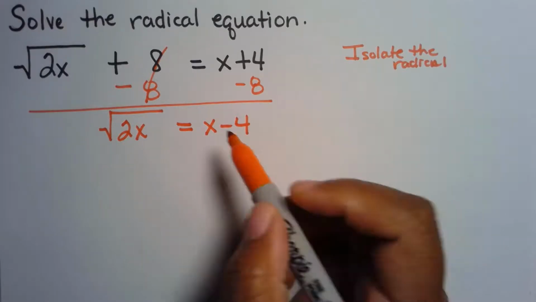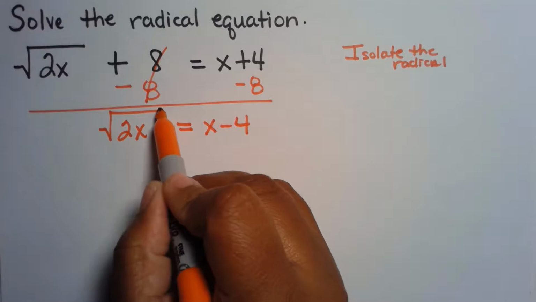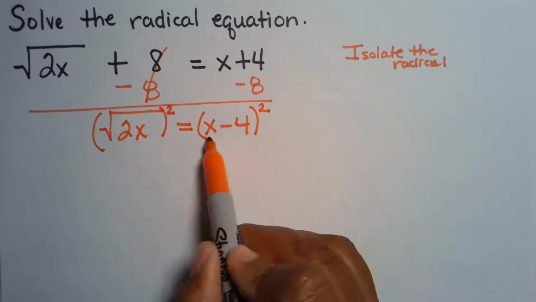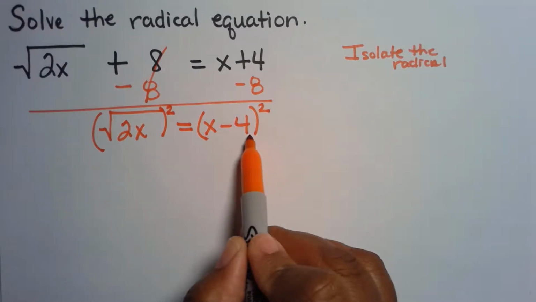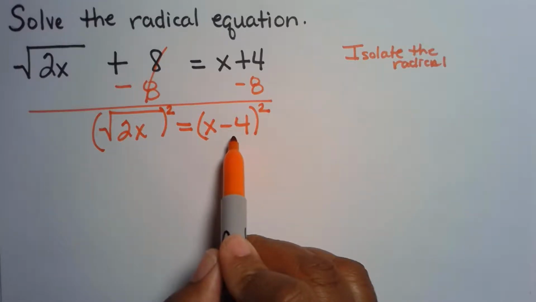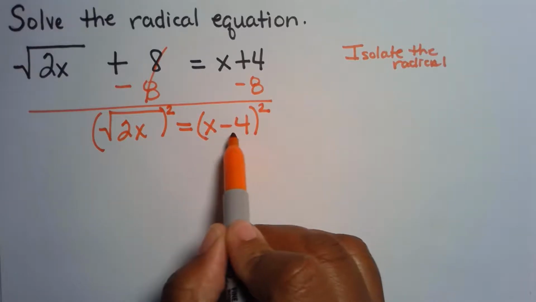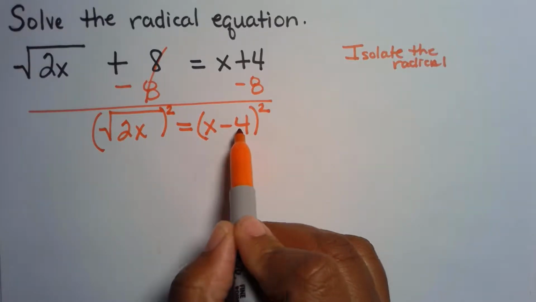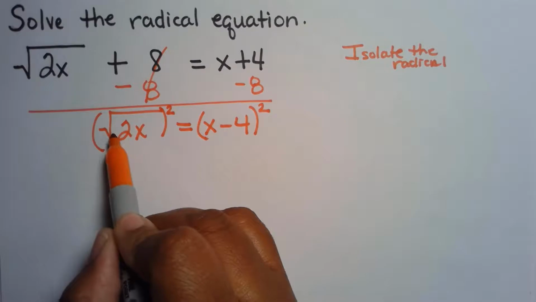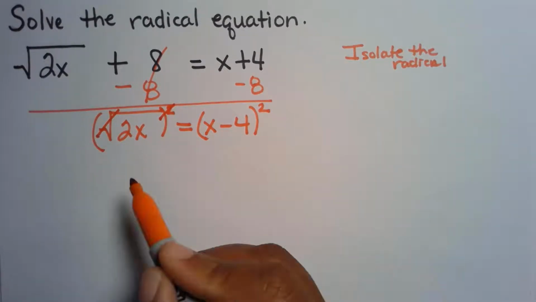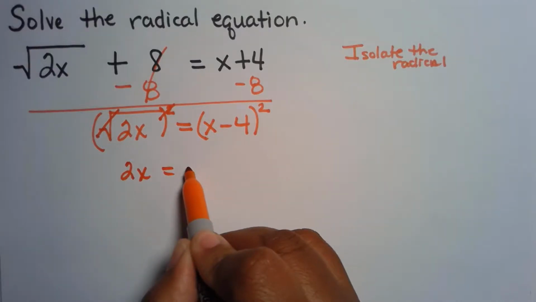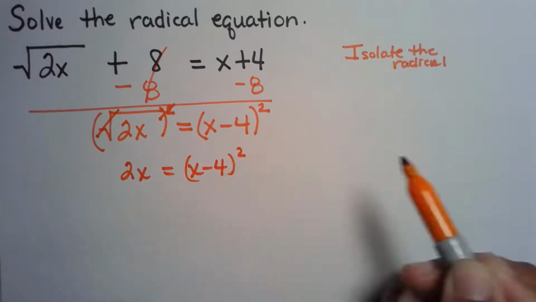Then to eliminate the square root, we're going to raise both sides of the equation to the power of 2. On the right hand side, we have x minus 4, so we're taking that exponent of 2 as we raise each side to the power of 2. The right hand side is a binomial, so it goes together. We have two terms, so we want the quantity of x minus 4 raised to the power of 2. On the left hand side, the square root and the exponent of 2 cancel out, and we have 2x is equal to the quantity of x minus 4 squared.